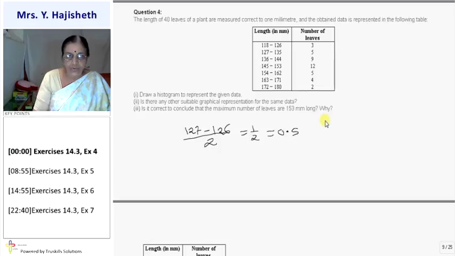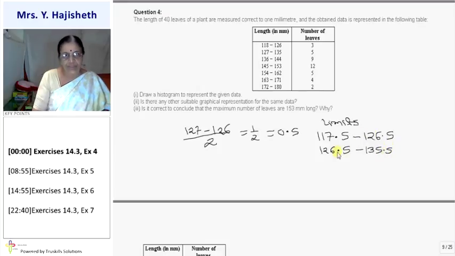So now your new limits are like this: 118 minus 0.5, so it is 117.5, to 126 plus 0.5, so 126.5. The second class is 126.5, because 127 minus 0.5, to 135 plus 0.5. So now you see the gap is avoided. There is no gap and there is no overlapping.